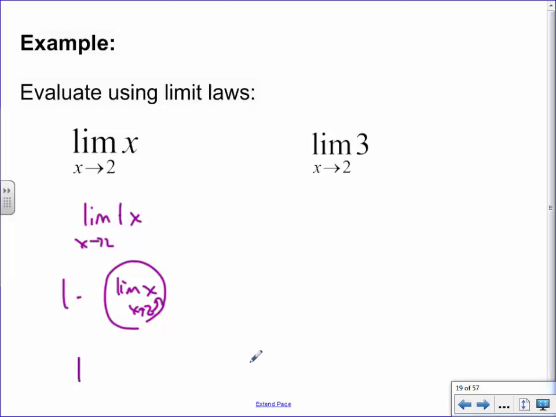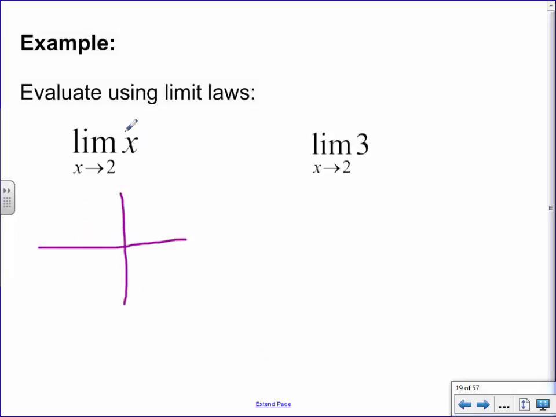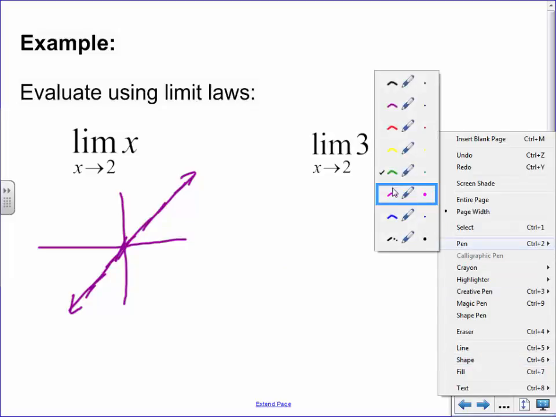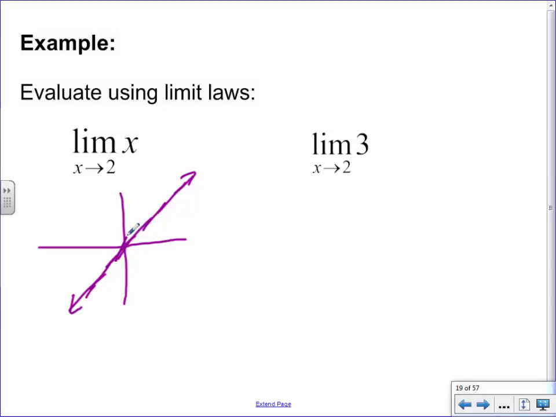Let's approach this from a different perspective, a graphical one. From a graphical perspective, this is the function y equals x, a linear line. If I'm asking you for the limit as x approaches 2, what I'm really asking is, as we draw the graph from the left-hand side and from the right-hand side, does it seem to converge on the same number? Yes, it converges on the number 2. When this is 2, this is 2. So all you have to do is plug that 2 in for x and get your answer.